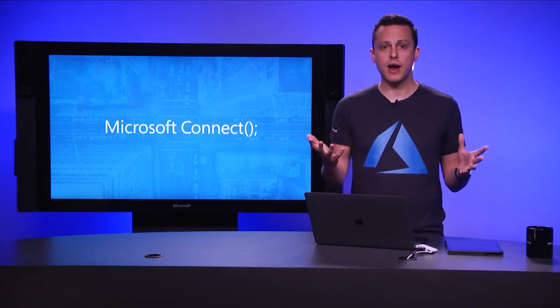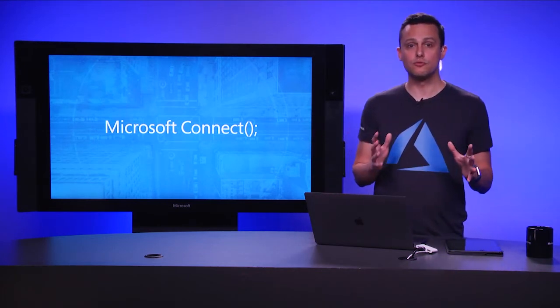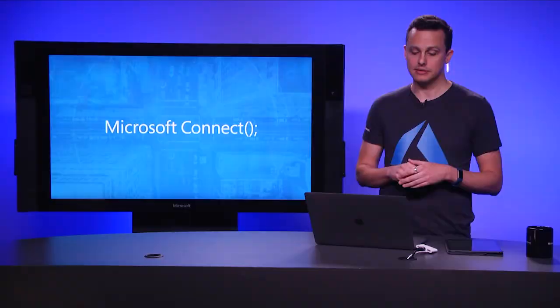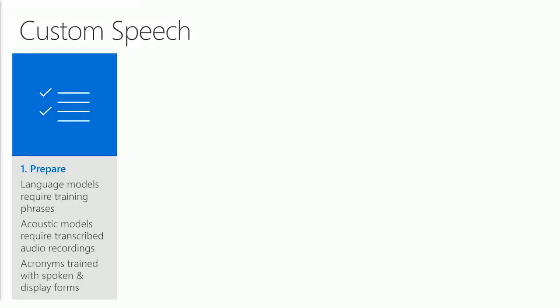So how do we train a custom speech model? Well, it's super easy. It will take you about 10 minutes. So the first thing we need to do is prepare all our data. So we're going to prepare all of our recordings of our users. We're going to prepare the transcripts of those recordings, and we're going to prepare our language data. And that's just a text file of the kinds of things our users are going to say to our application.